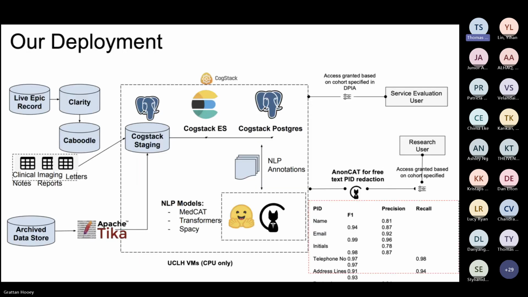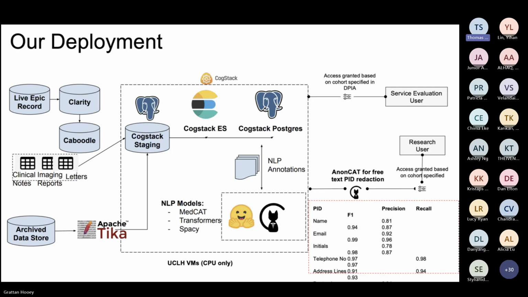Okay, so this diagram here describes at a high level what our deployment looks like. On the left-hand side, you're looking at the data ingestion part, which involves hoovering in data from the live hospital record, as well as the archives data store. That makes its way into our data lake, which is comprised of a number of databases. The most important one of which is Elasticsearch, which Tom alluded to in his presentation. We also sometimes structure the data as it's coming in.